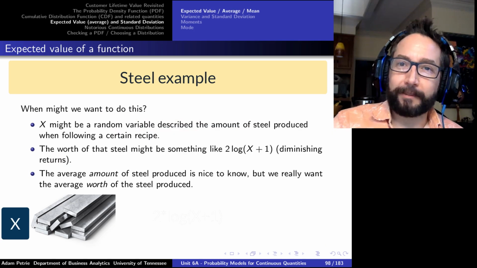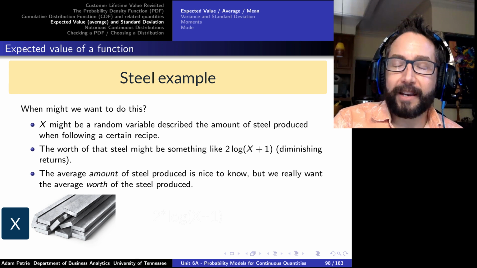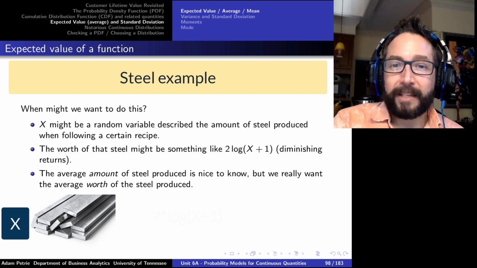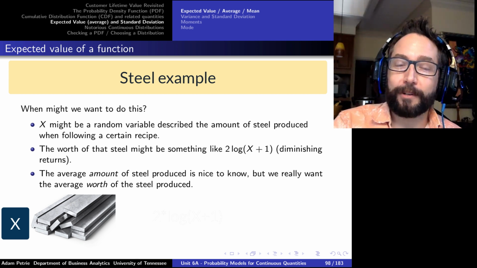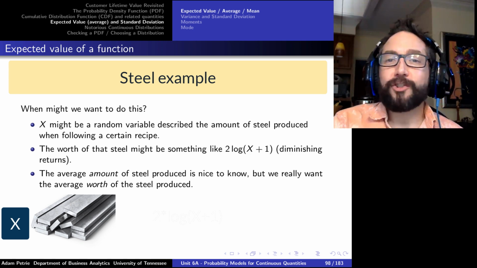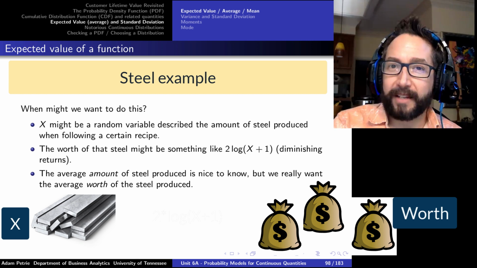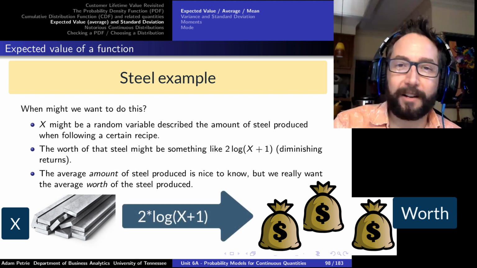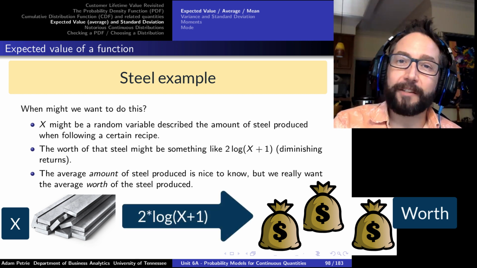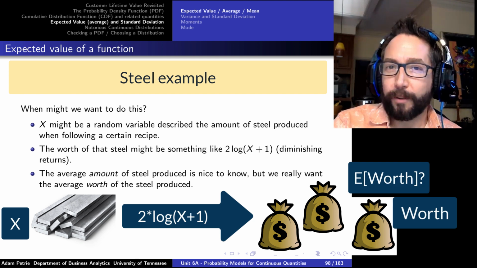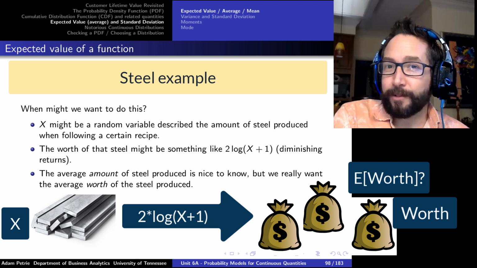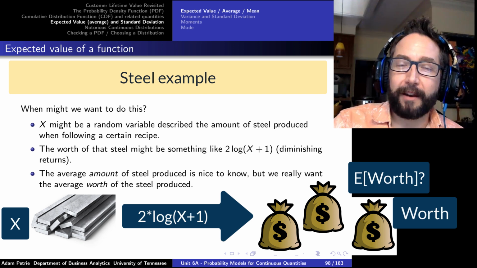So for example, that steel example. X, capital X, is our random variable that describes the amount of steel that's being produced by a certain factory using a certain recipe. And we have an equation that tells us what the worth of that steel is. So maybe 2 times the log of x plus 1. And so we'd like to figure out, well, what's the expected worth? We might have a probability model for the amount produced. What's the expected worth of that amount that ends up getting produced?